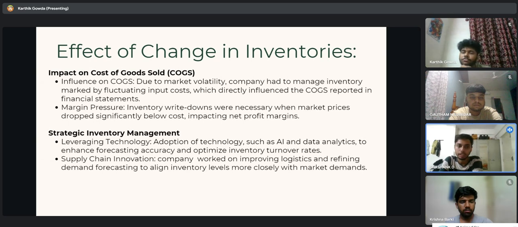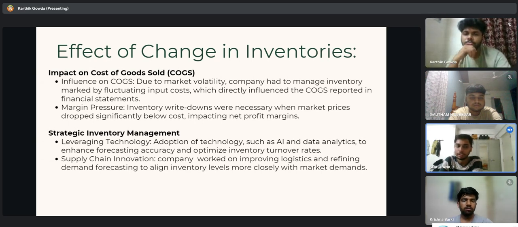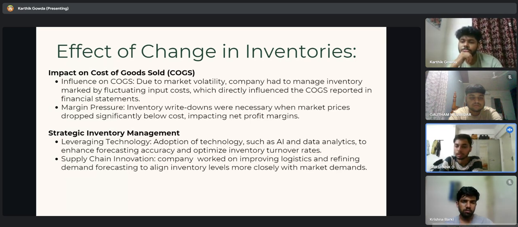Then comes the supply chain innovations. The company worked on improving logistics and refining demand forecasting to align inventory more closely with market demands. So we are also looking at the supply chain, which is now being made through pipelines. And in other ways, we can also look at how we can reduce the cost of logistics for supplying the products and for getting the raw materials. Next.